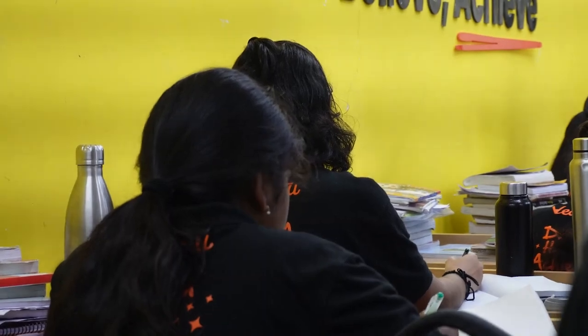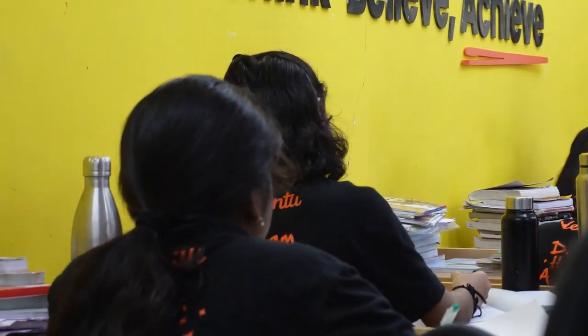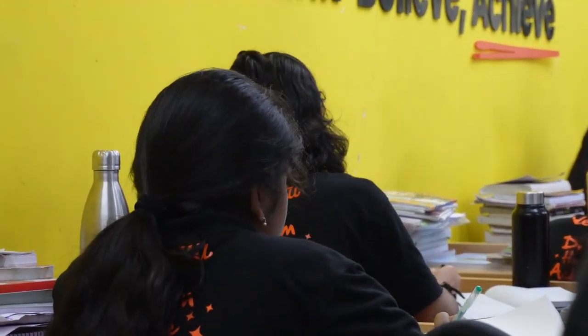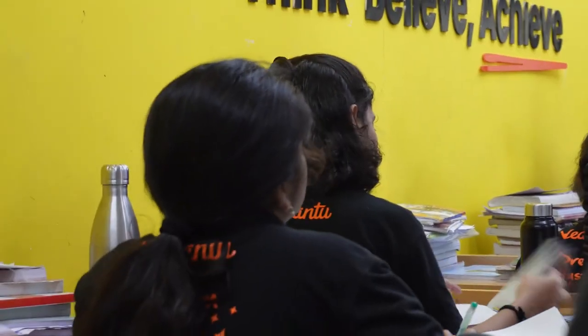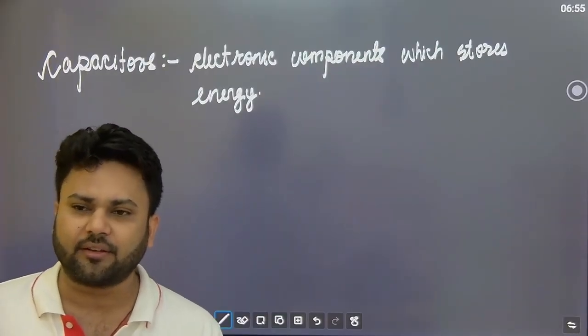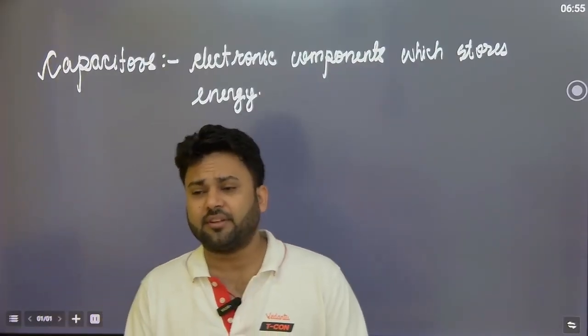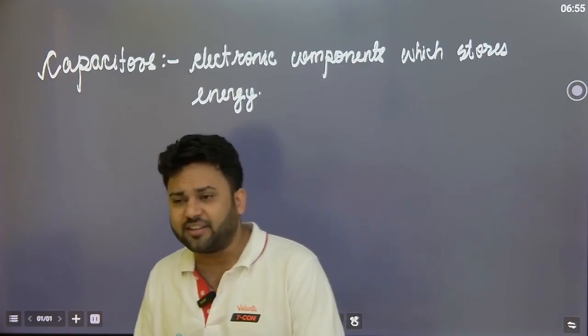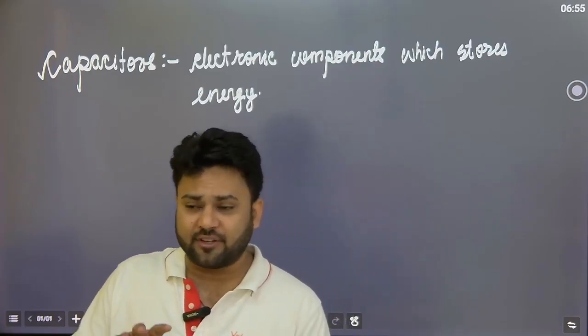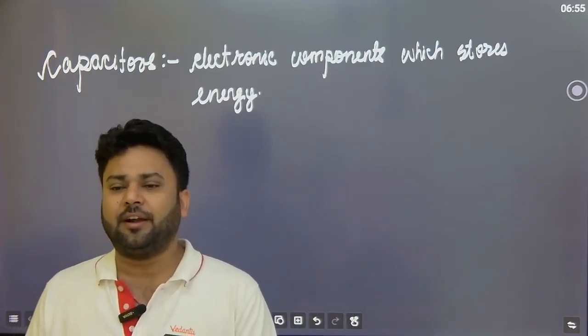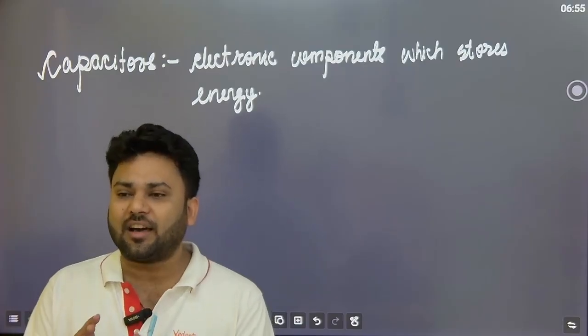So see, basically now, battery also provides energy to the circuit. What is the work of the battery? It provides energy to the circuit. Then what is the use of capacitor? Capacitor also provides energy to the circuit, but first it stores energy and it provides energy in large amount whenever it is required.